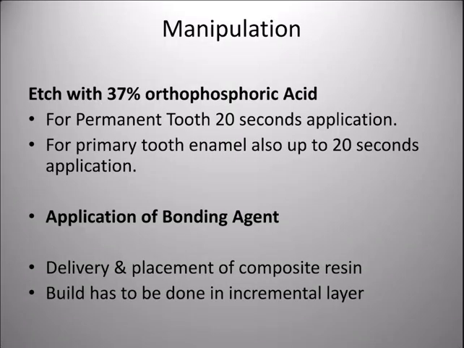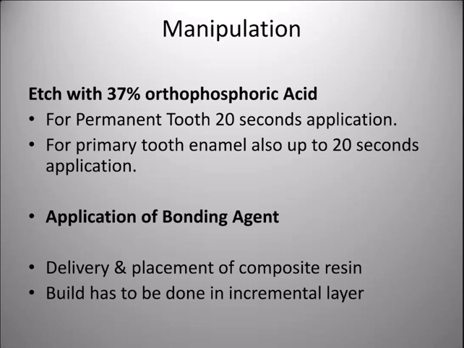Coming to manipulation, before actually placing the material, we do acid etching. For permanent teeth, it is usually 37% orthophosphoric acid which is used as an etchant, to cause demineralization so that the resin tag is formed. Usually for a permanent tooth it is up to 20 seconds, and for a primary tooth also it's up to 20 seconds. Before, there was a school of thought that for a primary tooth you would have to etch for a longer period of time because of the aprismatic enamel structure. But now it is said that there is no need for that, and you can etch for the same amount of time for the permanent as well as the primary tooth.